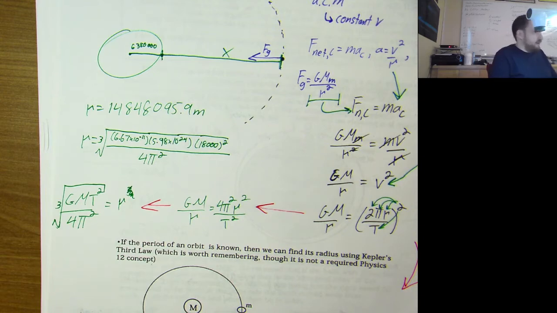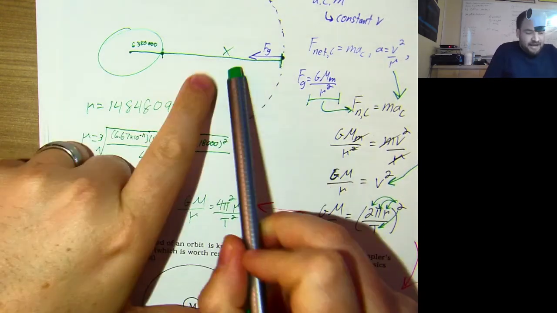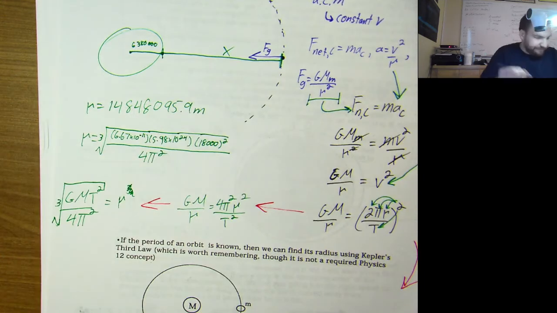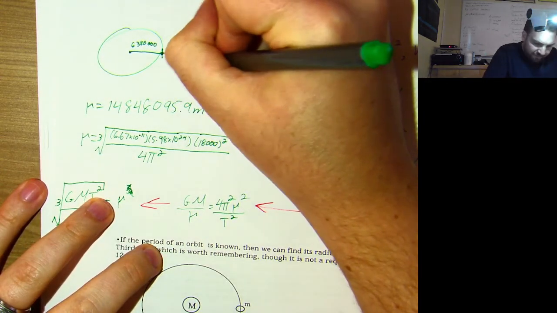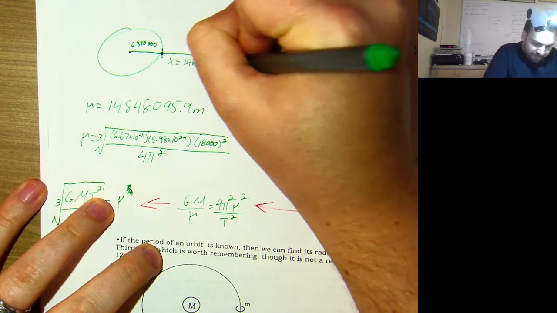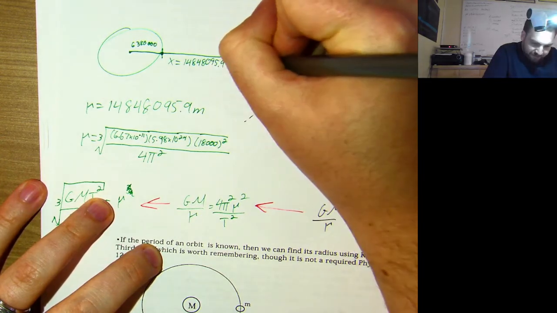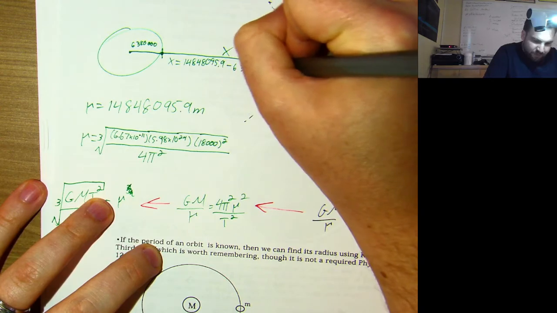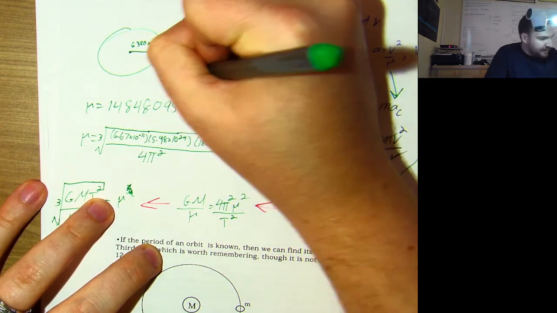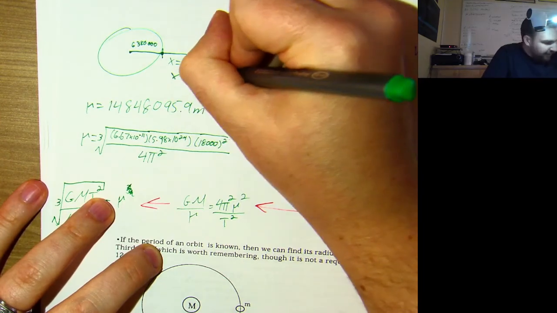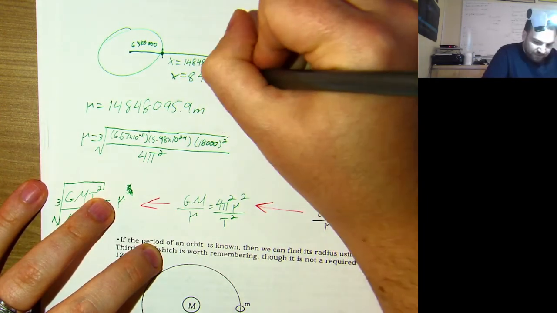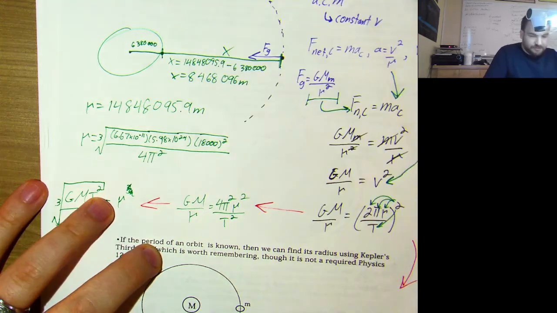We don't want that. So what do I have to do to get x? x is going to be equal to 14,848,095.9 minus 6,380,000, giving us a value for x of 8,468,096 meters.